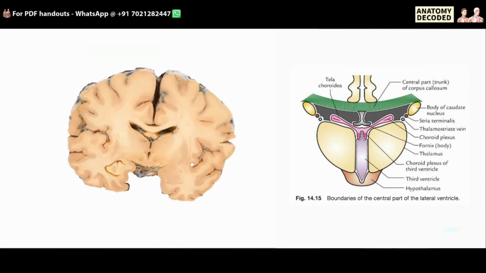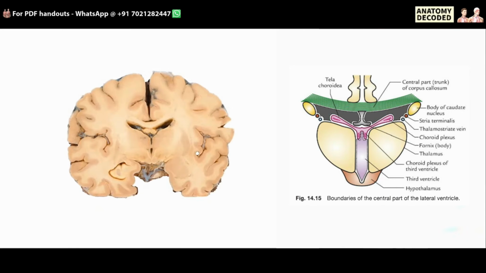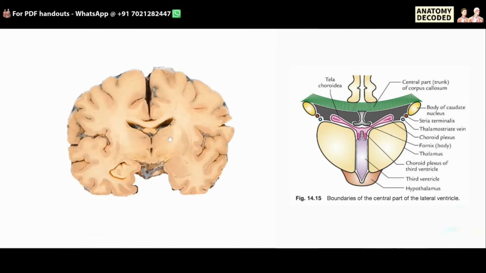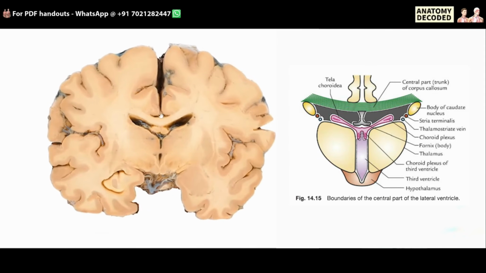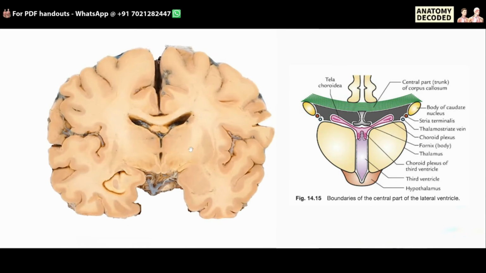Here we can see the section passing through the body of the lateral ventricle. So we can see the body, the third ventricle, as well as the inferior horn. All three important structures are seen in one section. That's why this is a section passing through the body. And the boundaries we had discussed. Apart from the boundaries, a few additional structures we need to remember.